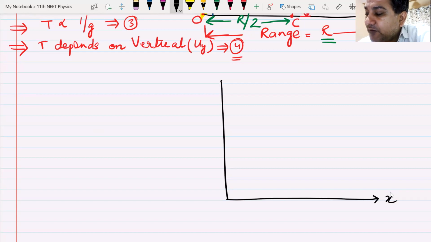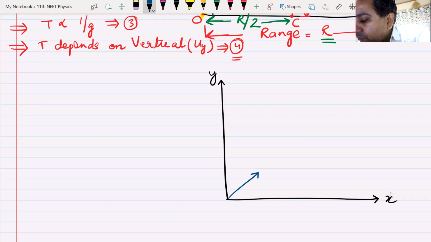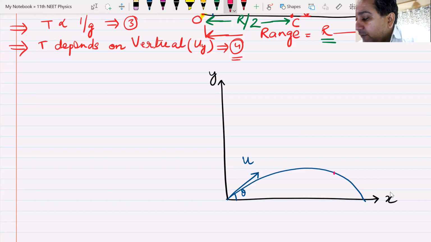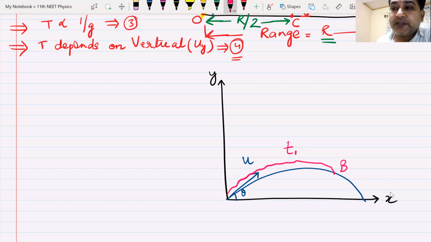This is the x-axis, this is the y-axis, and I have thrown something with a velocity u at an angle of theta. It goes like this and it comes down. Now, I might mark a point here, B, which is not at the highest point. It is somewhere in between. And the time it takes to go from A to B is T1.